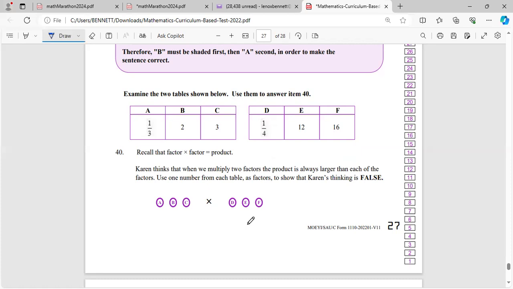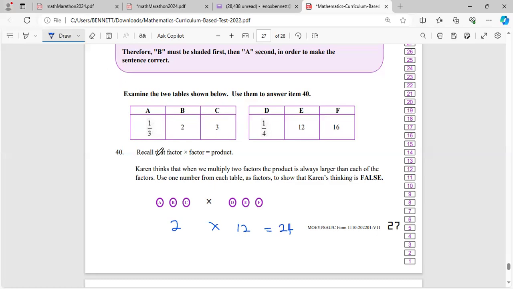So this is kind of unfair, but what's the answer? Sir, I picked B and E. B and E. Alright, let's try. So 2 times 12. The product is 24, right? Sir, that would make his statement true. Yep, because the product is larger.